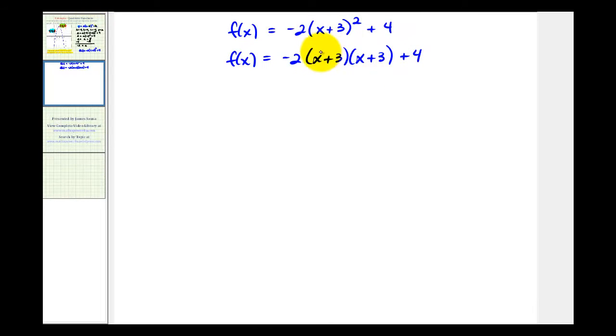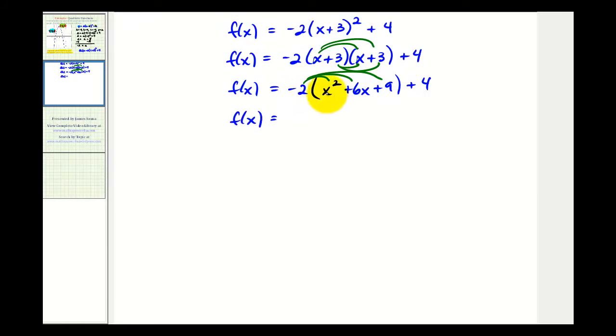So we'll have 4 products, 1, 2, 3, and 4. So I have -2 times this product, which will be x squared. Then we'll have plus 3x, that's plus 6x, plus 9, plus 4. Now we'll distribute the -2. So we'll have -2x squared minus 12x minus 18 plus 4.